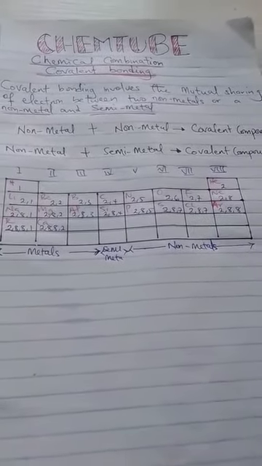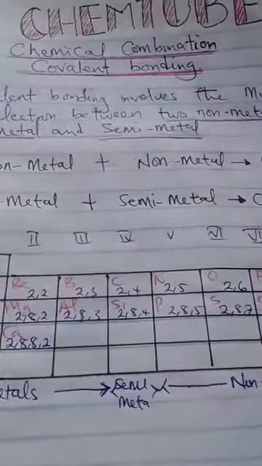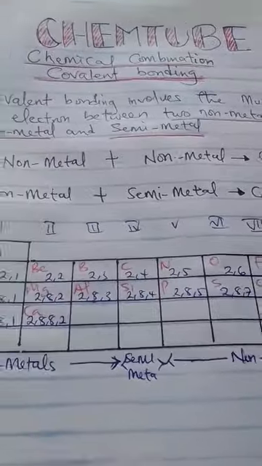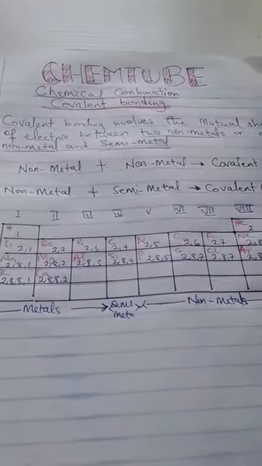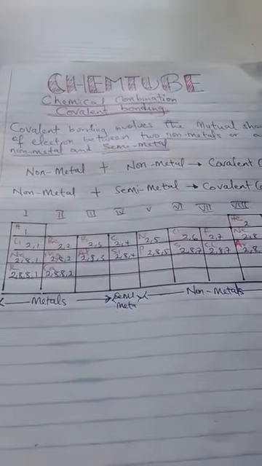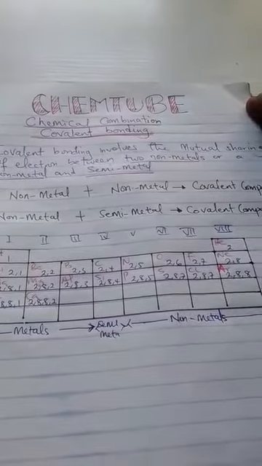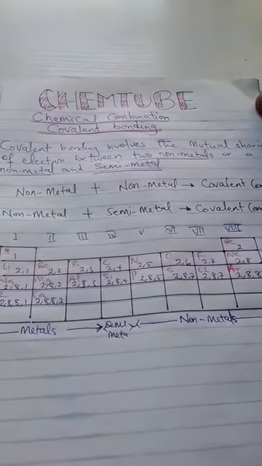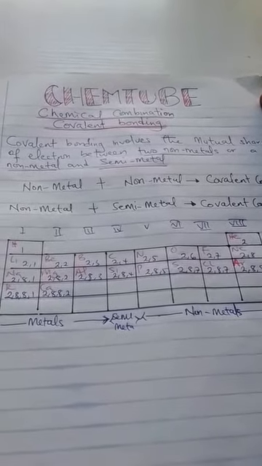And in today's class, we'll be looking at chemical combination. Under chemical combination, we'll be looking at covalent bonding. Remember we have different types of chemical bonding. We have ionic bonding, and then we have covalent bonding. Covalent bonding is divided into two: the ordinary covalent bonding and the dative covalent bonding. But in this class, we'll be looking at covalent bonding.